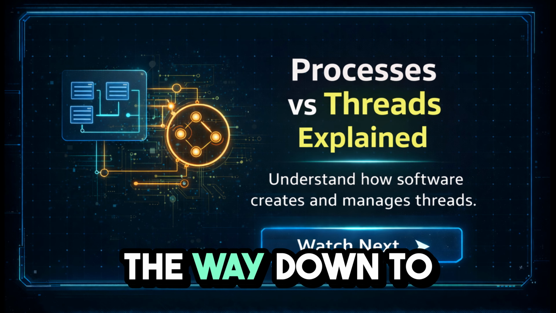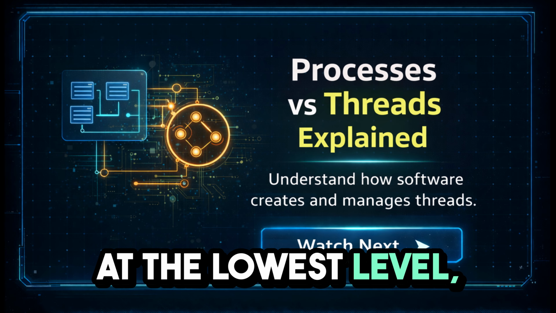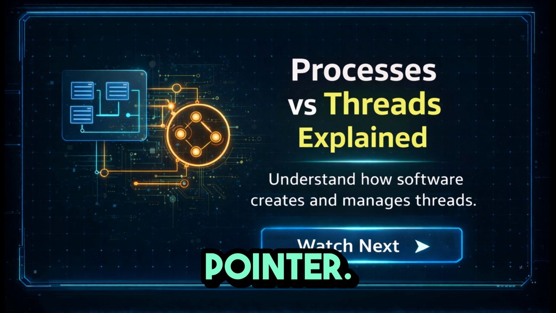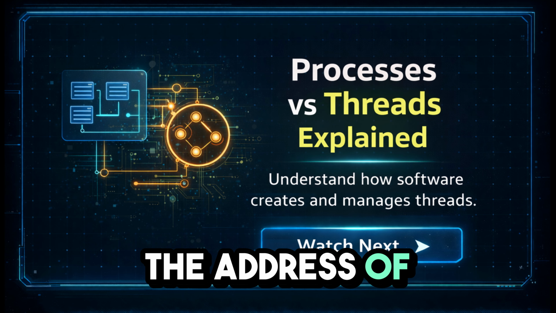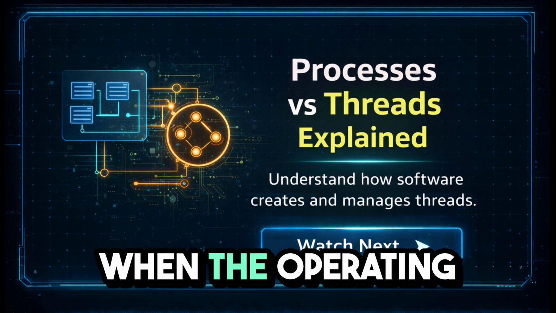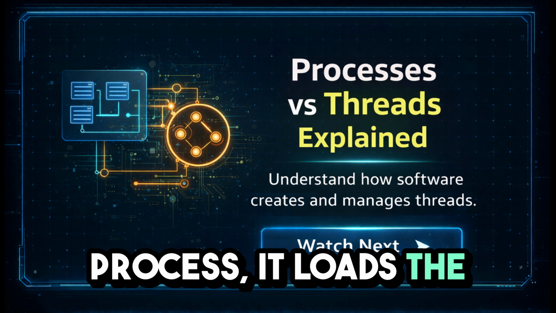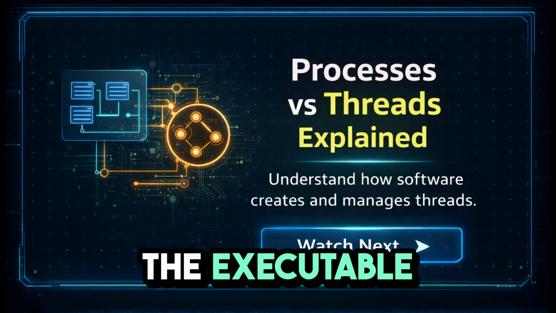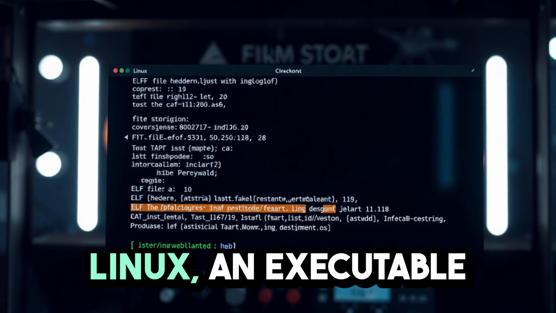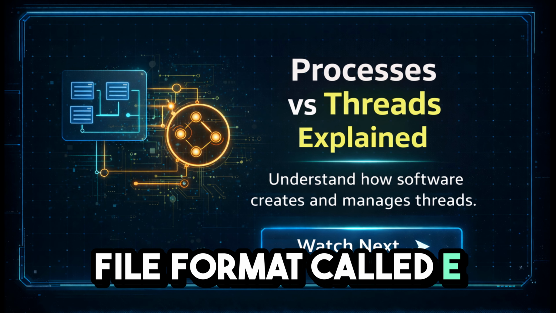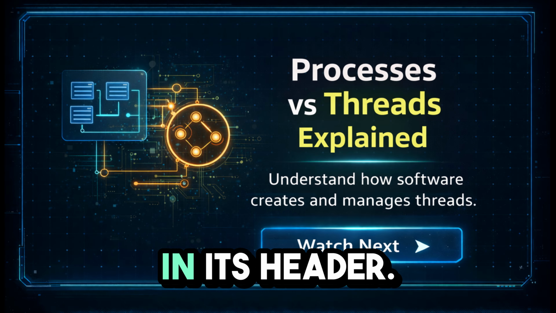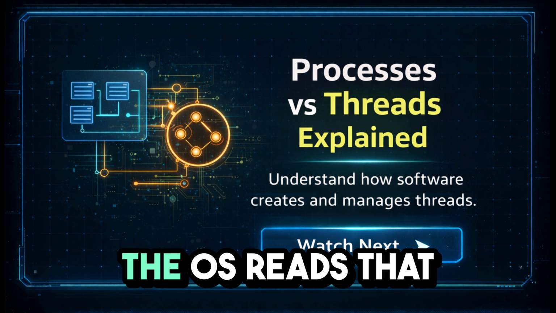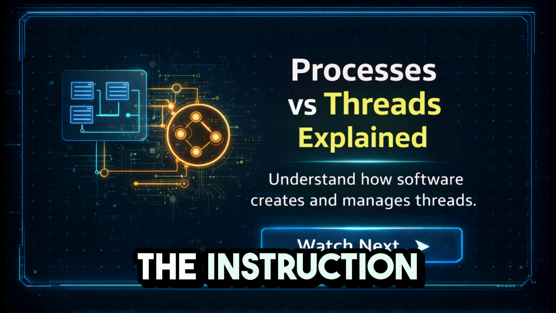Now let's zoom all the way down to the CPU level. At the lowest level, the CPU has something called a program counter, also called an instruction pointer. This is a register that stores the address of the next instruction to execute. When the operating system starts a process, it loads the executable into memory, and it sets the instruction pointer to the entry address defined in the executable metadata. For example, on Linux, an executable file format called ELF contains an entry point address in its header. That header literally says, "This is where execution begins." The OS reads that value and sets the instruction pointer accordingly.